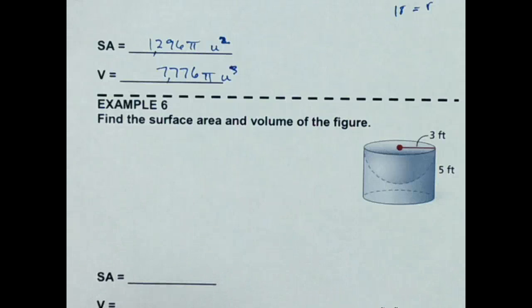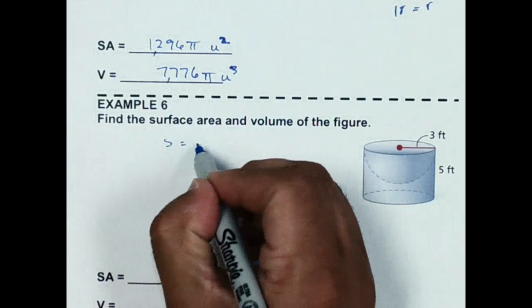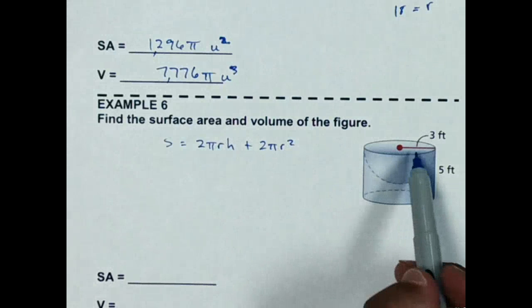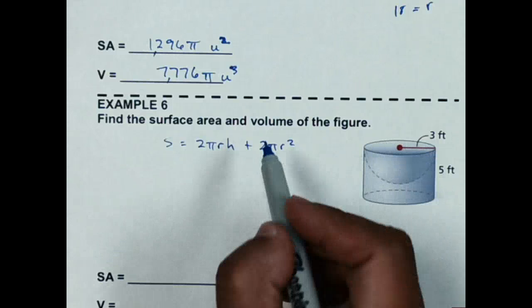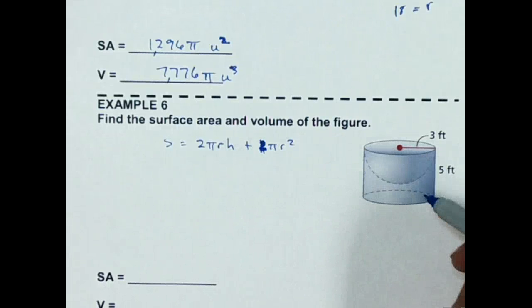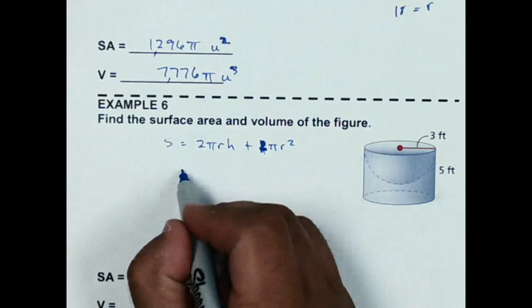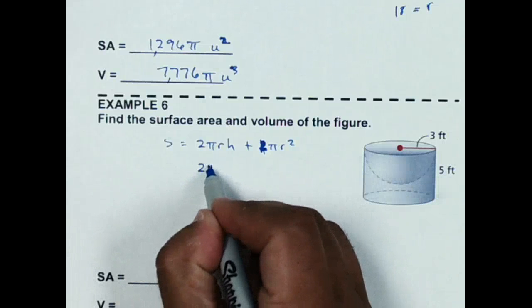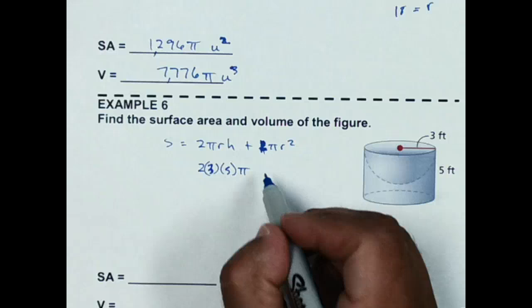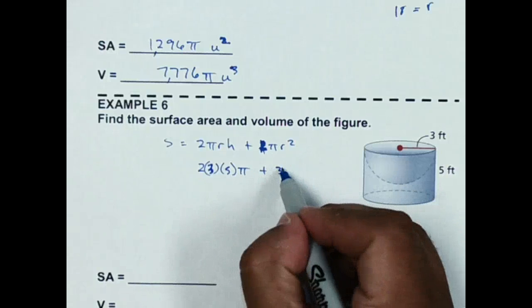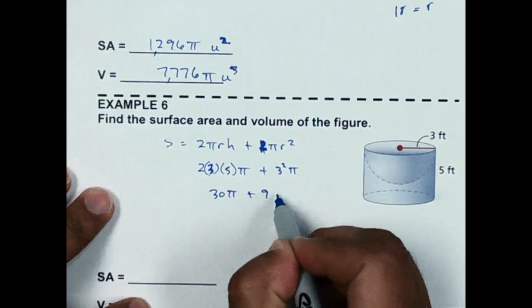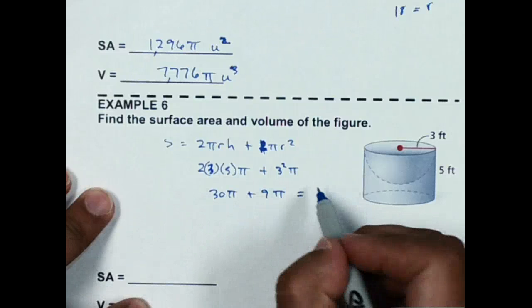So let's see, surface area of a cylinder is normally 2 pi r h plus 2 pi r squared. But I don't want this top circle up here. So instead of having 2 pi r squared, I'm just going to use pi r squared because there's only one base. And then from this, I know that the radius is 3. My height is 5. I'm just going to put the pi at the end. Plus, let's see, that's going to be 3 squared pi. So 2 times 3 is 6. This is going to be 30 pi plus 9 pi, which comes out to be 39 pi.